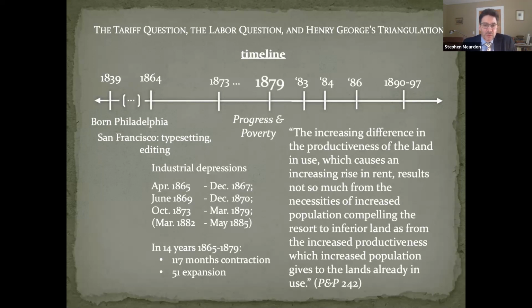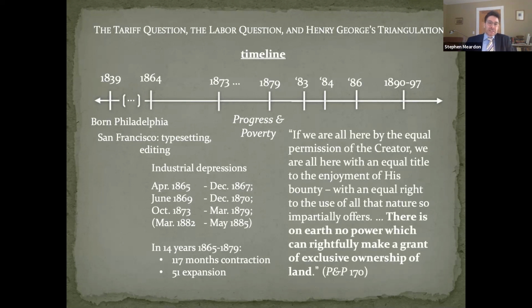His argument was basically this, as I've quoted on the lower right of the slide: the increasing difference in the productiveness of the land in use, which causes an increasing rise in rent, which he identified as the crux of the problem, results not so much from the necessities of increased population compelling the resort to inferior land, as you might think if you'd taken in David Ricardo, as from the increased productiveness which increased population gives to the lands already in use. There's something wonderful, something phenomenal about agglomeration. It helps us, as other American political economists like Henry Carey had said, to make ourselves collectively more productive. But the problem is that the rewards of that increased productivity are being drained away, going all to the rentiers. And this is the problem, and this is what we have to do something about.